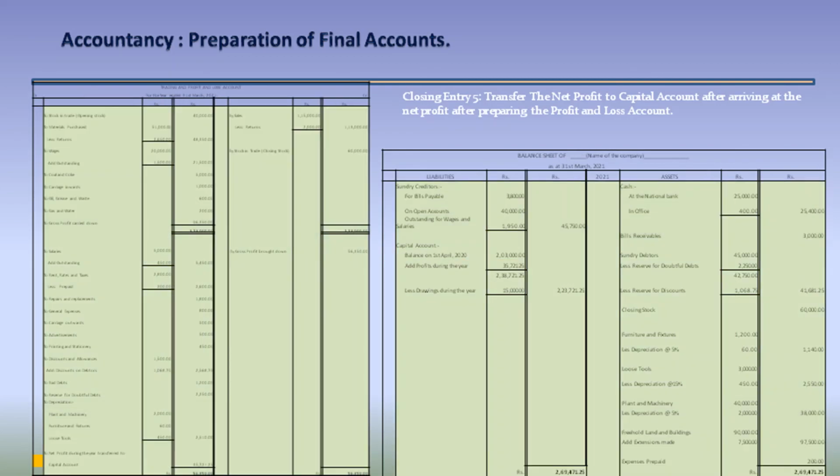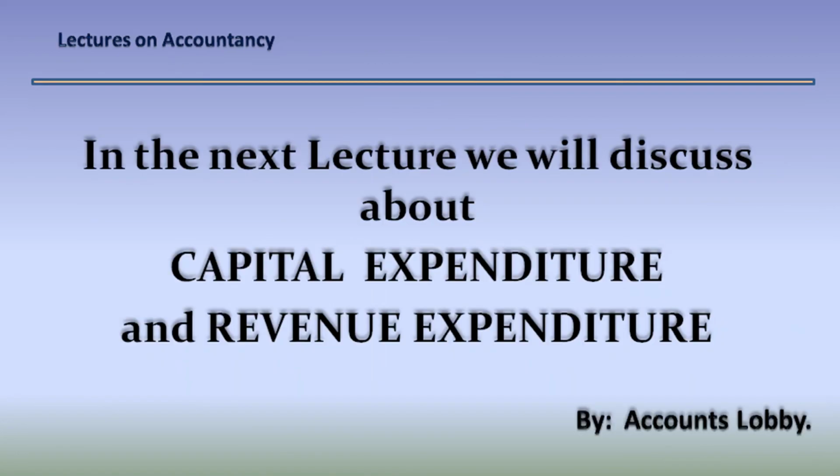Finally, when all the adjustment entries and closing entries are posted, we will get the trading account and profit and loss account like this. When the balance sheet is matching, this is how we will post the adjustment and closing entries and pass in the balance sheet and trading account, profit and loss account, and solve the illustration for preparing the final accounts. In the next lecture, we will discuss capital expenditure and revenue expenditure.